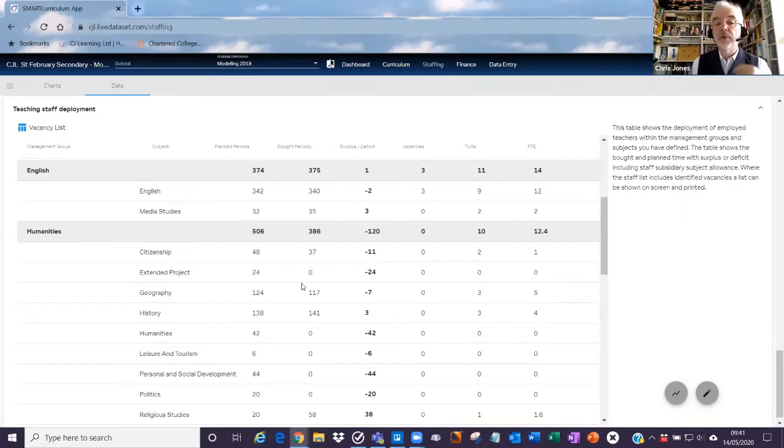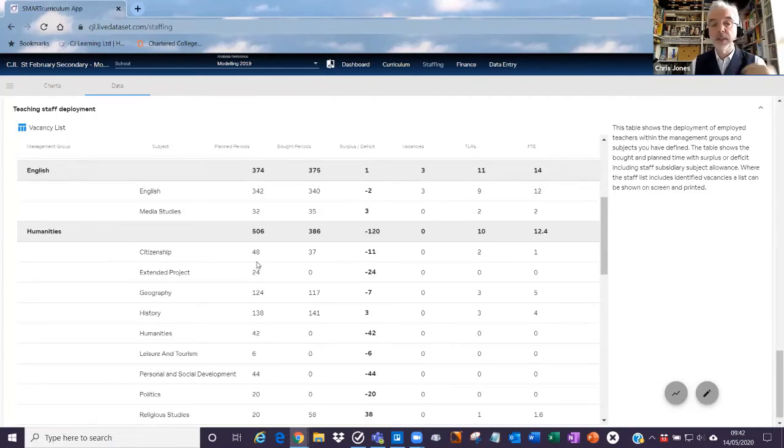Now, if this is a primary setting, it may be that you set your management groups up to be in year groups, and this would be the subjects that you want to identify within the year group. So it might be that this is year 6 and year 5 and year 4. That may be how you've presented it. And the subjects might be your literacy and numeracy, and then your general delivery and your PE. Now, those subjects might well be identified against your year groups.